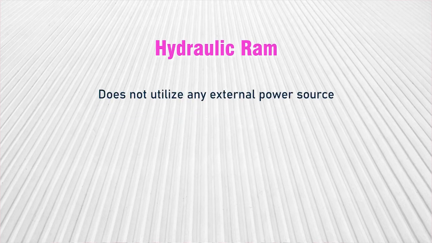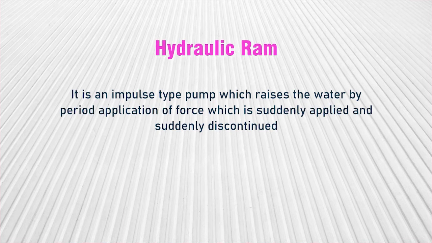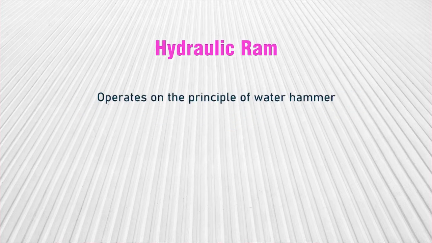Hydraulic rams are the third type of miscellaneous pumps that we are going to discuss in this session. Hydraulic rams are different from other pumps because they do not utilize any external power source. A hydraulic ram is an impulse type pump which raises the water by periodic application of force, which is suddenly applied and suddenly discontinued. In other words, hydraulic ram operates on the principle of water hammer.